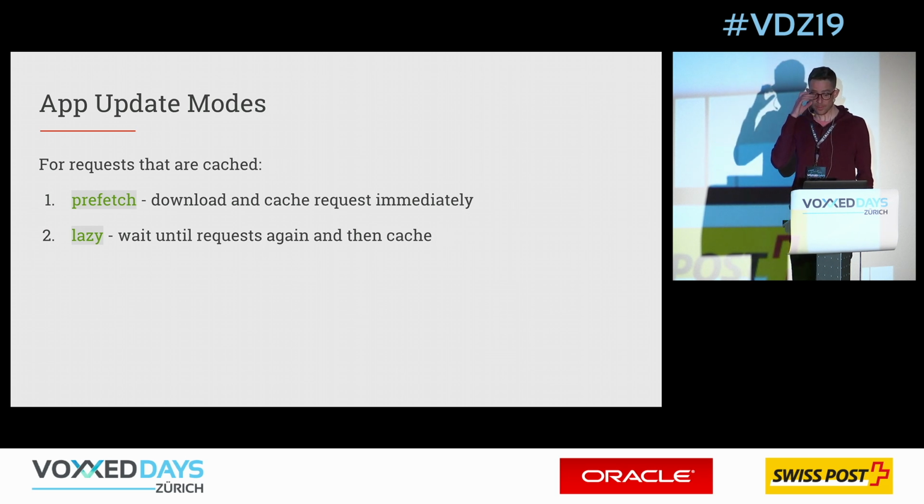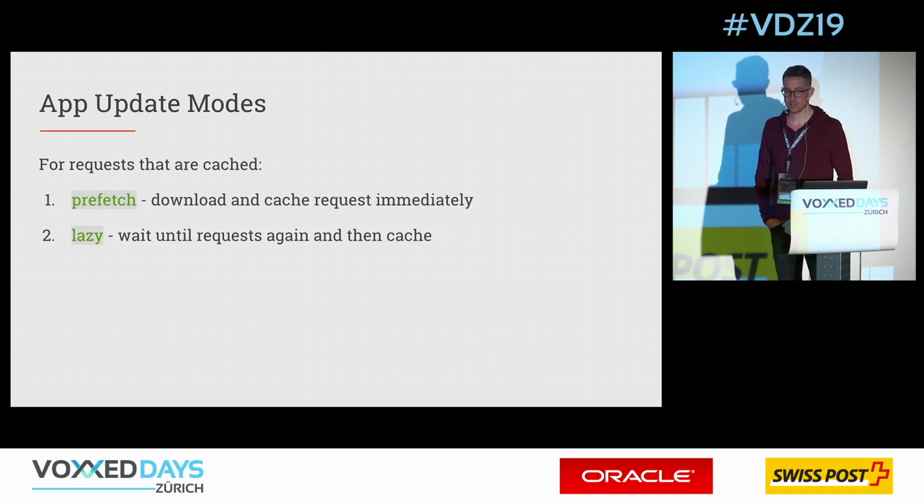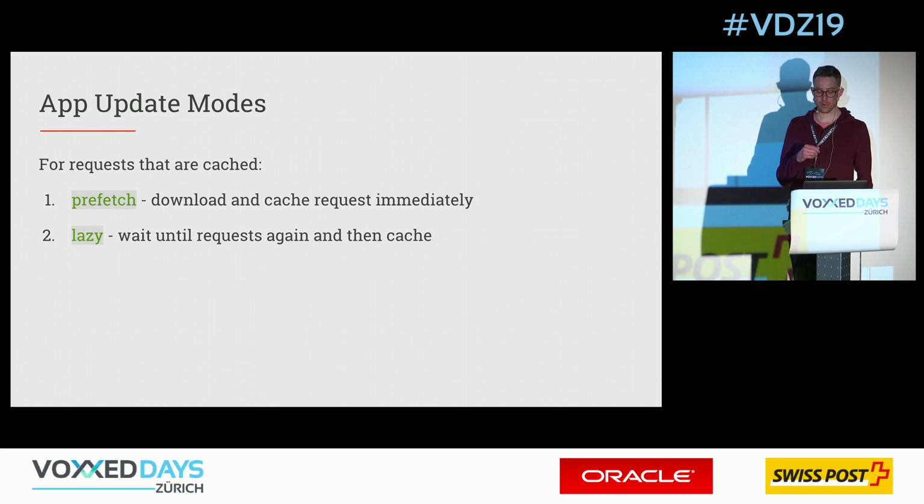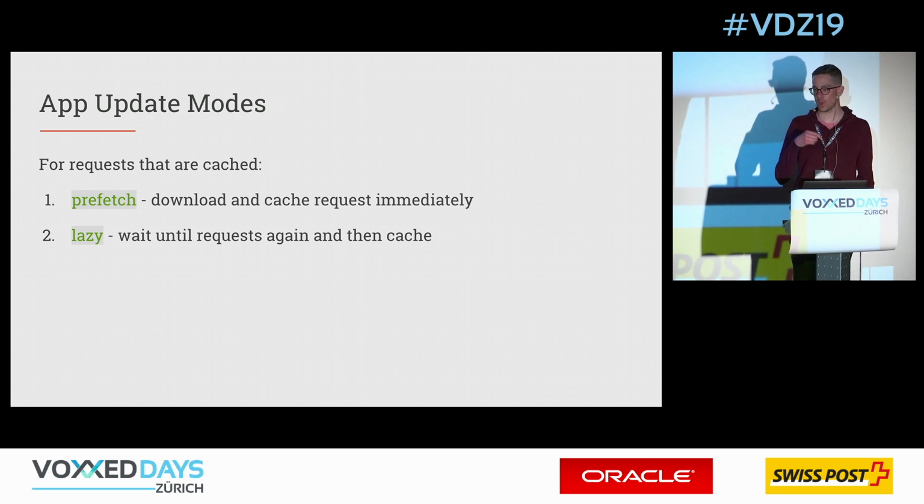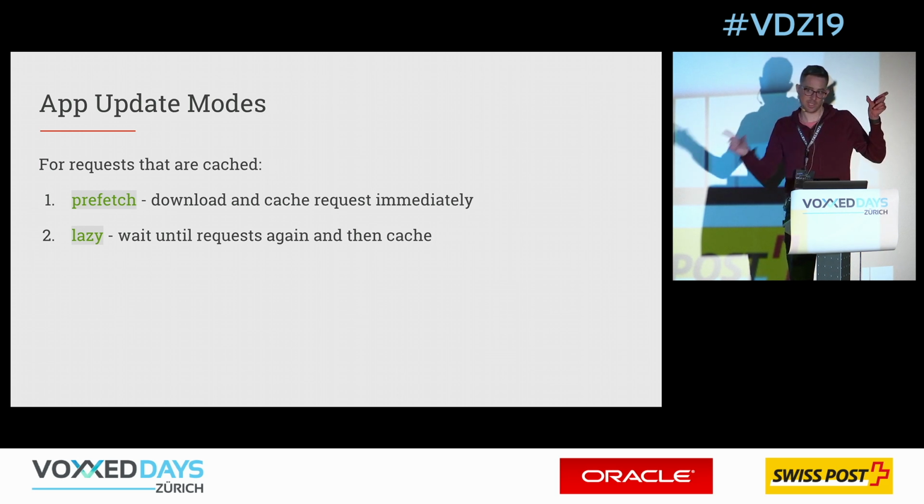When it comes to the application update modes for requests that are cached, there are two strategies here as well, and these are configurable in that ngsw-config.json. We can prefetch, so when there's an update, we go ahead and download and cache everything immediately, so it's ready to go. The other option, of course, is lazy, so we can wait until those requests are made, and then we'll cache them. Keep in mind, though, if you use the lazy update mode, you've also got to be using the lazy installation mode. So you can't do prefetch in one and lazy on the other.